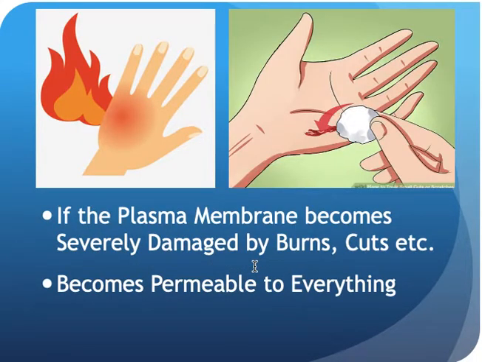Okay, so if the plasma membrane becomes severely damaged, as in with a bad cut or with a burn, this becomes a problem because now everything is allowed to sort of get across this little barrier, and then this is where we can get a lot of different infections and sicknesses and things like that. So really, really important to maintain these barriers.